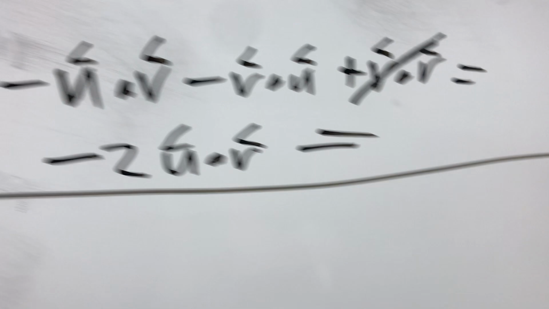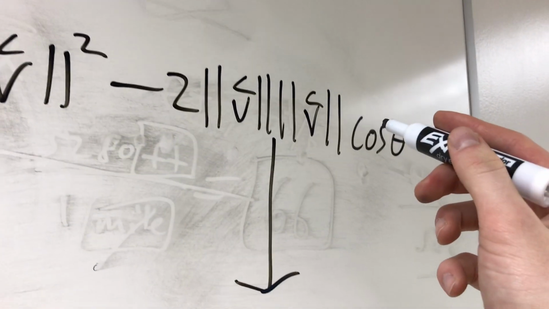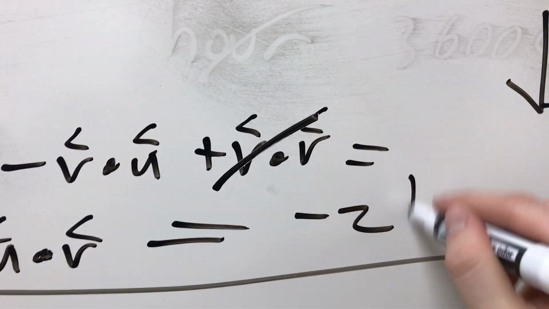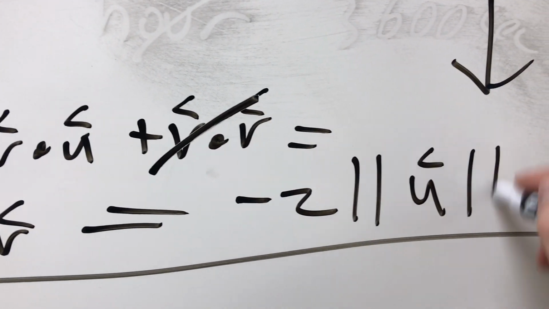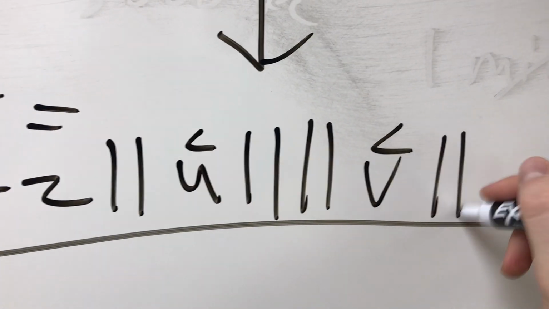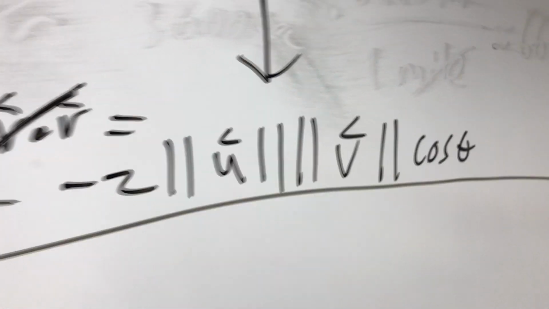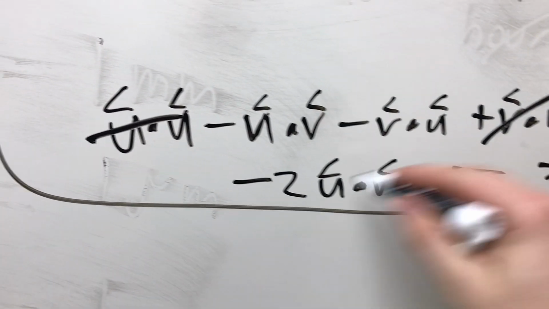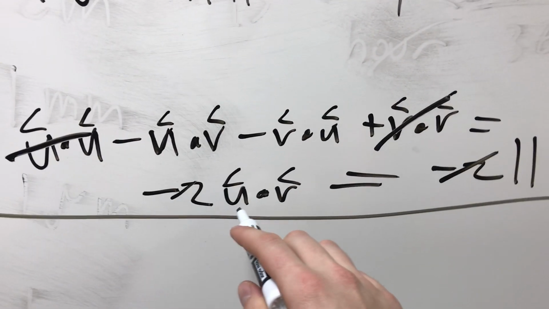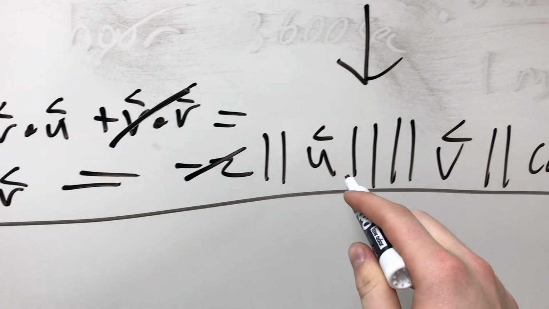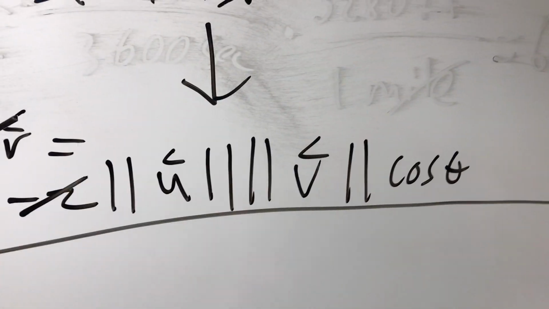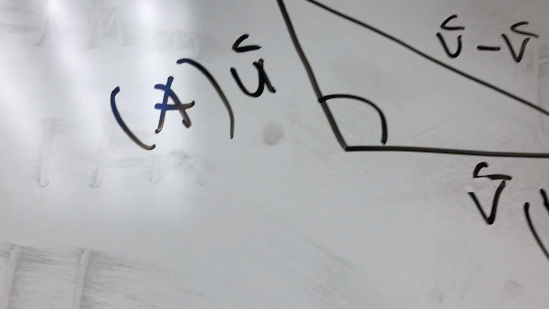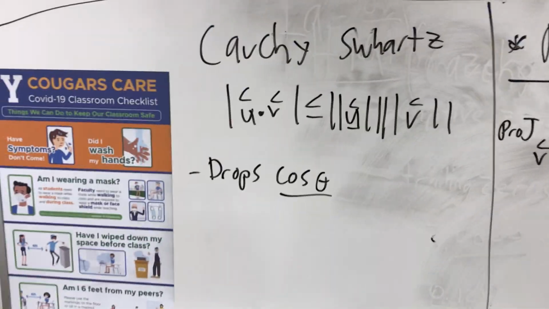And that equals this stuff over here. Negative 2 norm u vector norm v vector cosine theta. So 2's cross out. We have the dot product of u dot v is equal to u norm times v norm times the cosine of theta. And that's just saying the small angle between 0 and 180 degrees between these two vectors is what that cosine theta is.